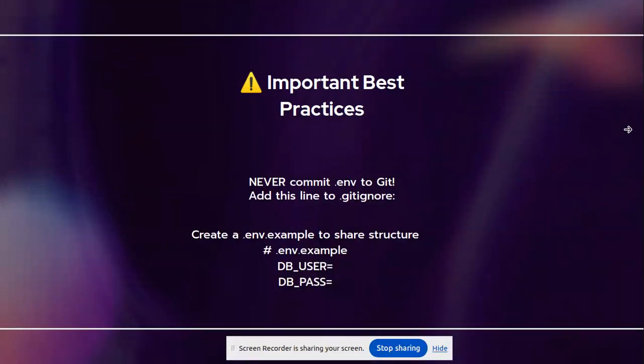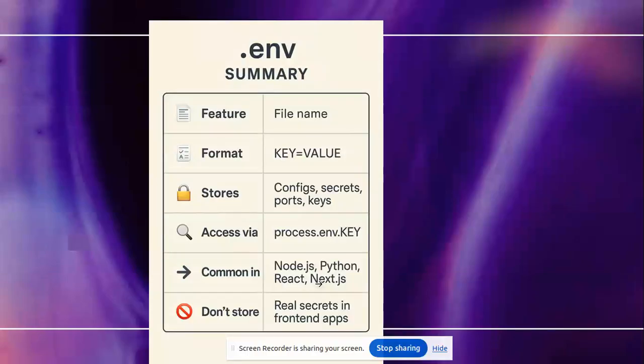Important best practices: never commit a .env file to the Git. That's very important. Add this to the always .gitignore. Create a .env.example to share the structure, like .env.example with the db user, db password, any other keys you want to add in the example file.